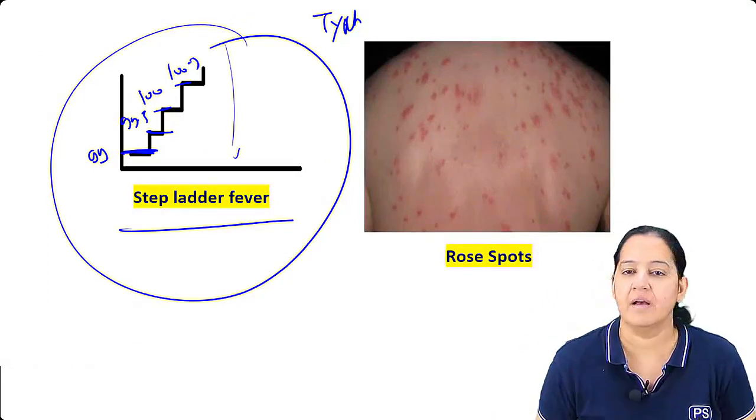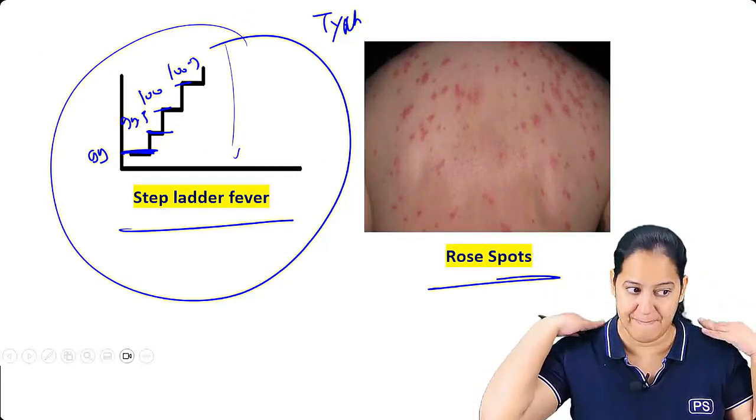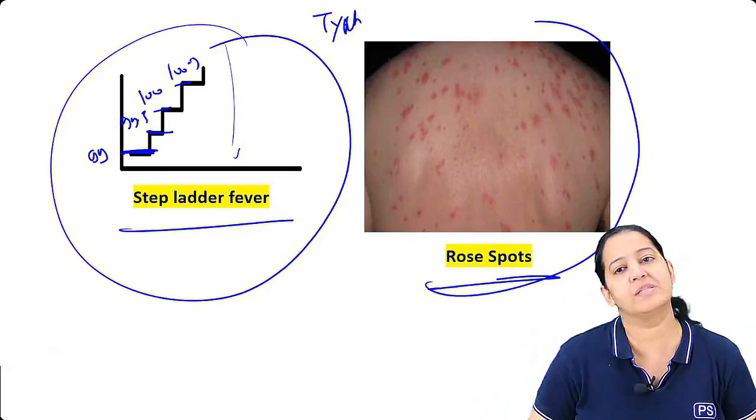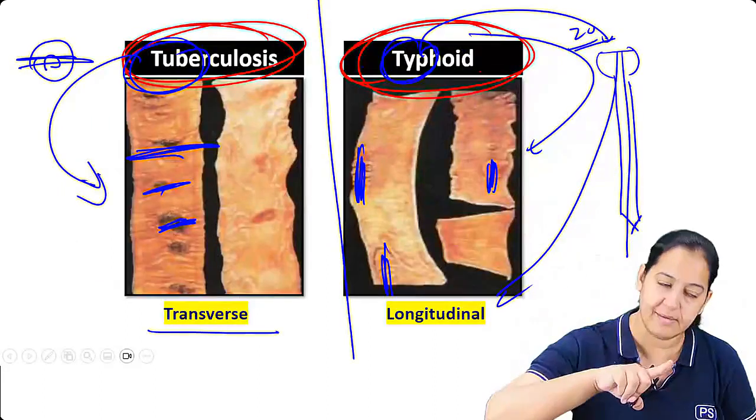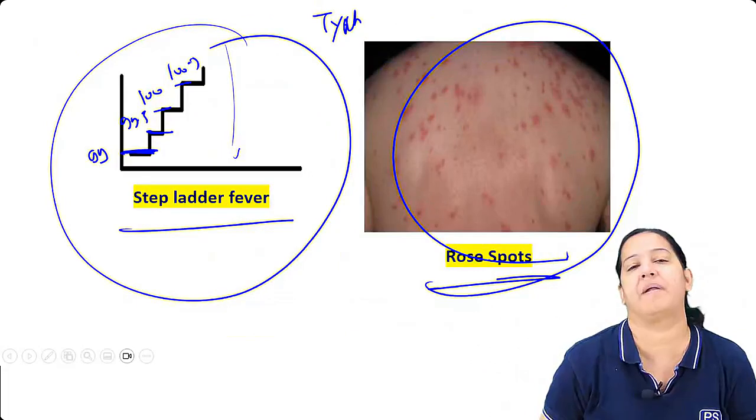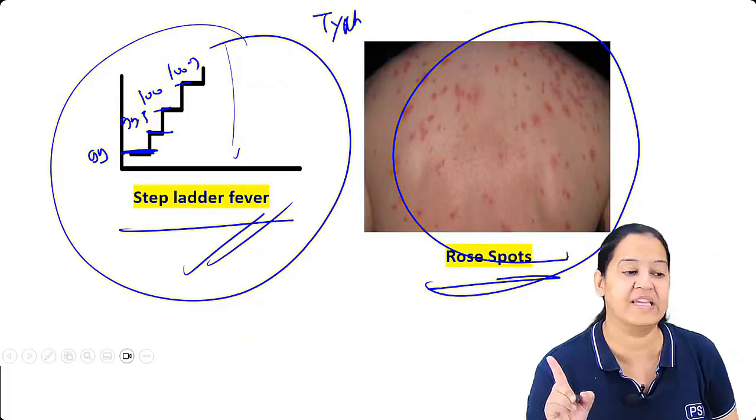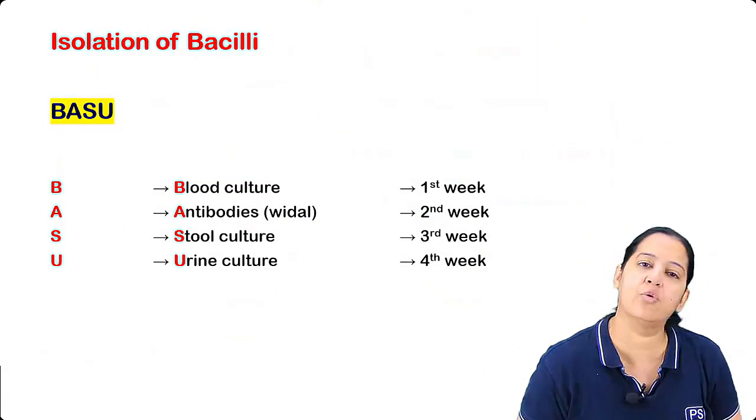Never forget. And a rash is also there, especially on the back, the abdomen and the trunk. It is known as rose spot. So learn the ulcer, learn the rash, learn the step ladder fever. Step ladder fever is always indicating typhoid, है ना.